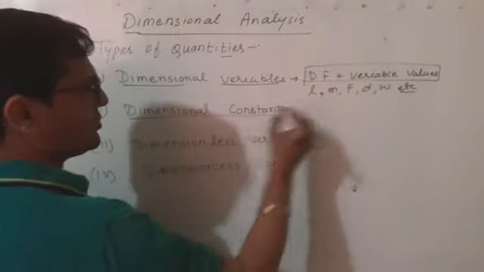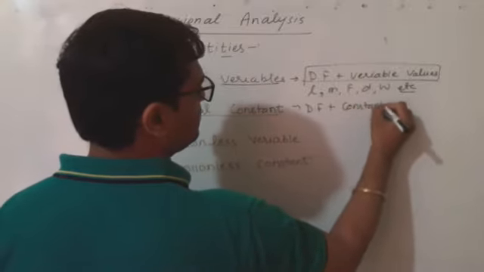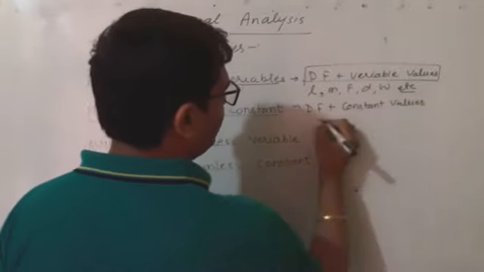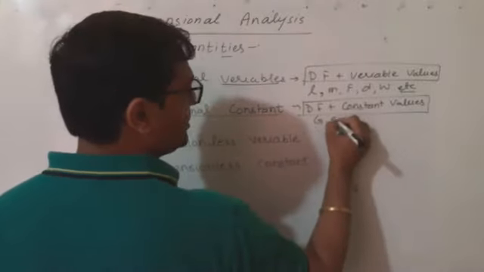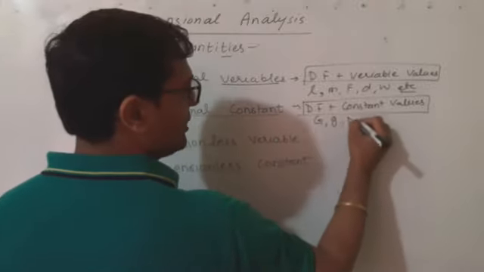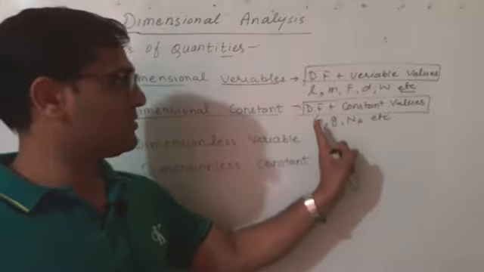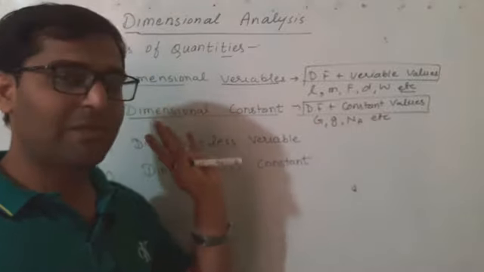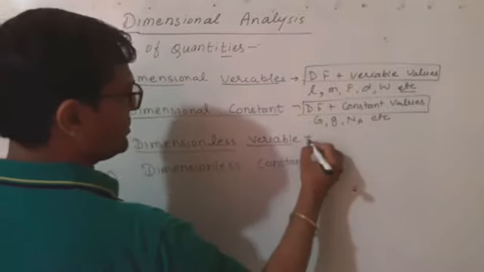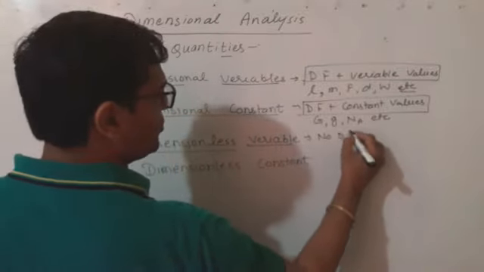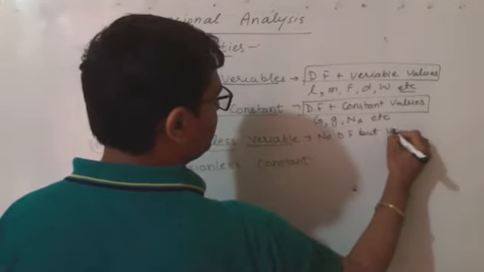Next is dimensional constant. So it has a dimension formula plus constant values. For example, universal constant G, gravity, Avogadro number, etc. So these are our constants but having some dimensions. Next is dimensionless variables. So no dimension formula but variable values.